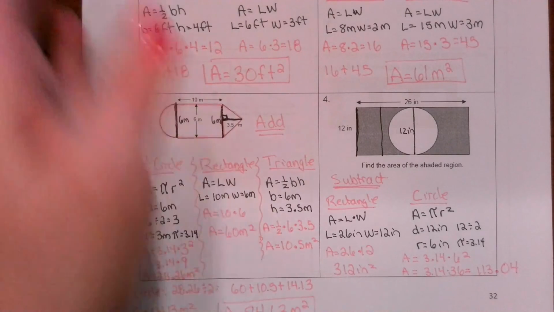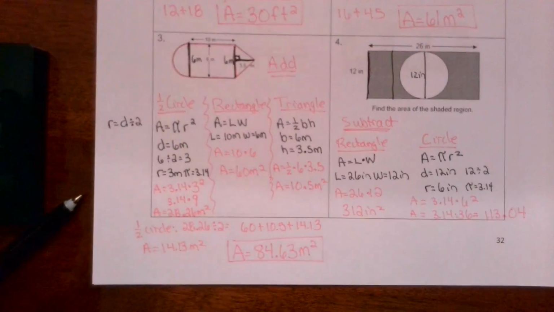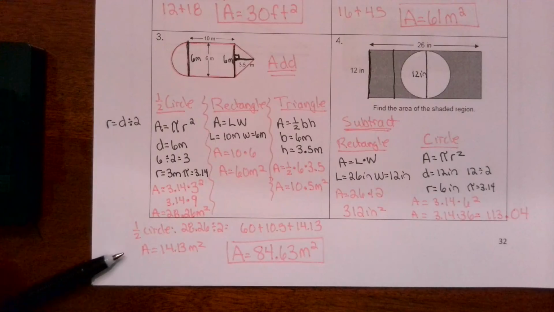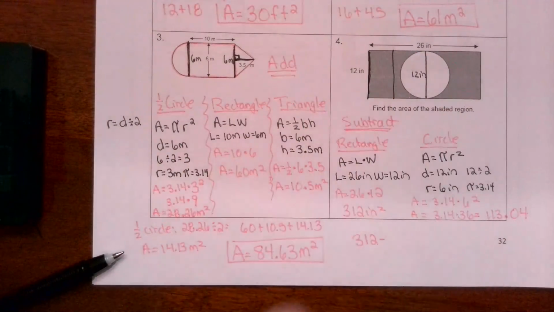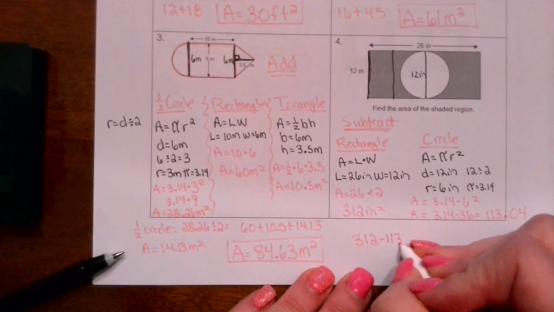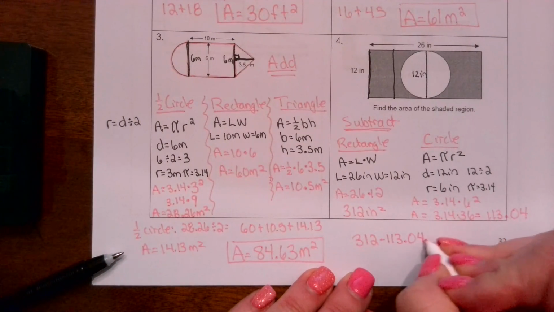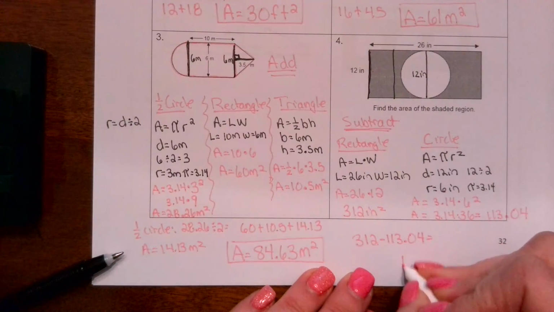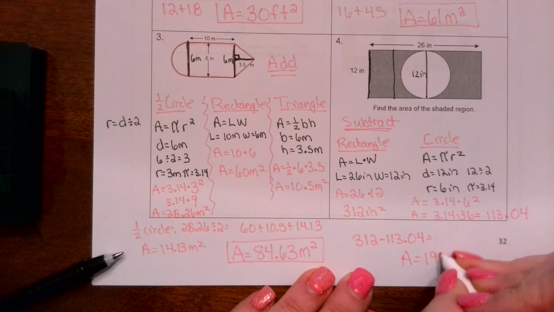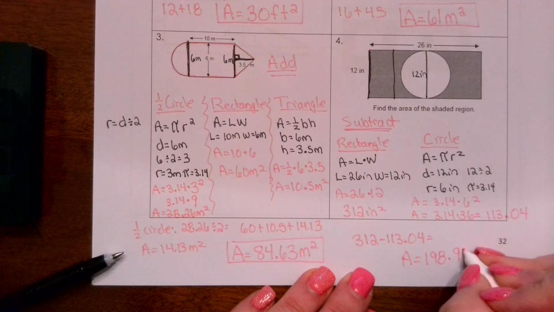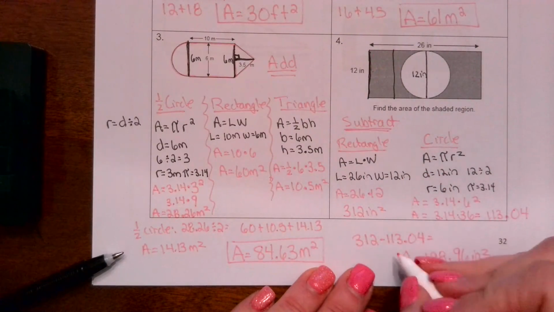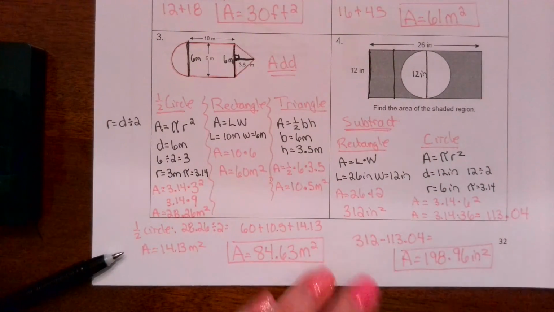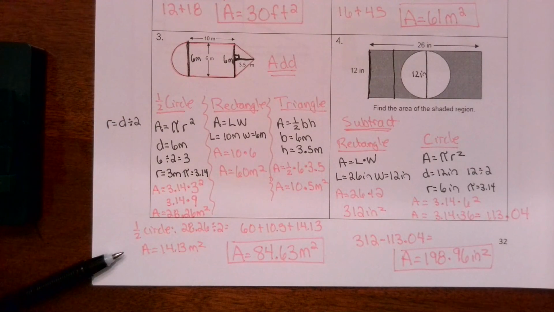So remember, I'm subtracting now. So I need to look at 312 minus this unshaded portion to get my final area. The area will equal 198.96 inches squared, and that represents the shaded region of that complex figure.